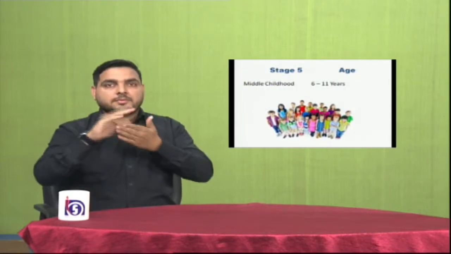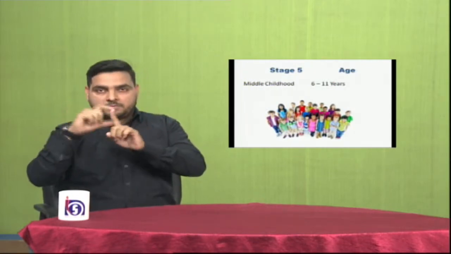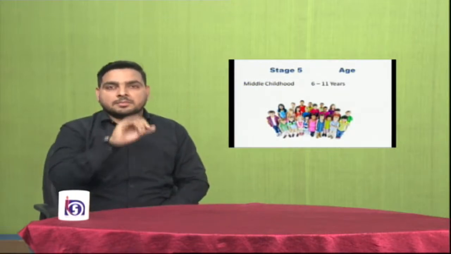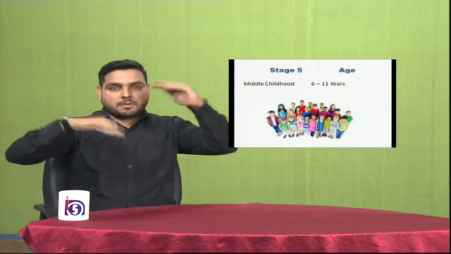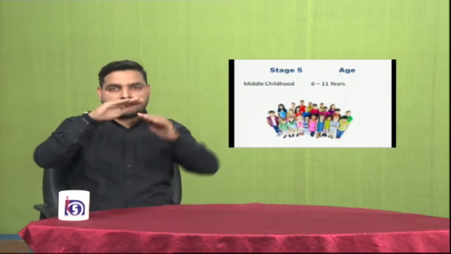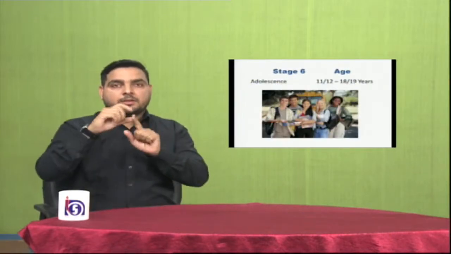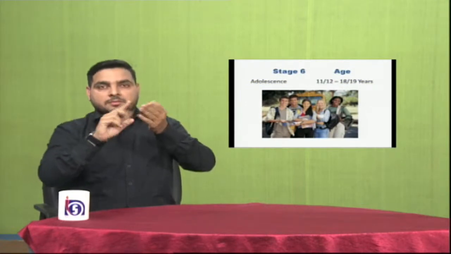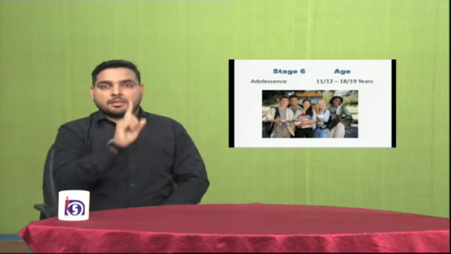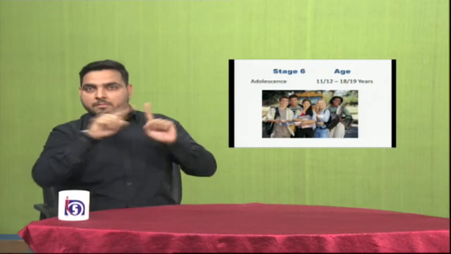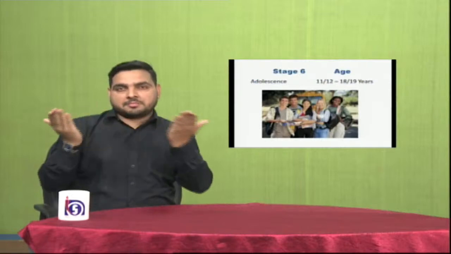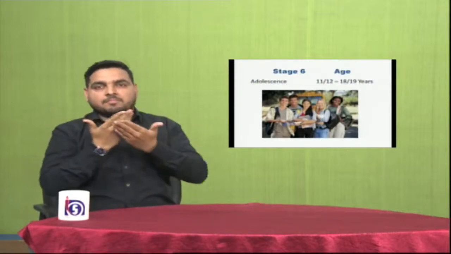Stage 5, that is middle childhood, is age from 6 to 11 years old. Here they grow up, play around, go to schools. Stage 6 is adolescence. Here the age is 11 or 12 years old to 18 or 19 years old. Here they start entering college, high school, learning more and more.